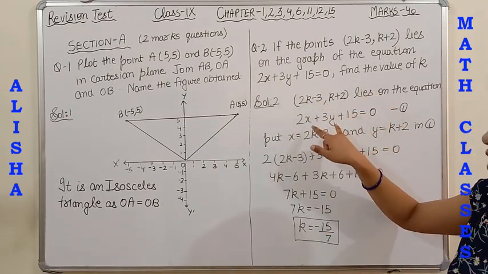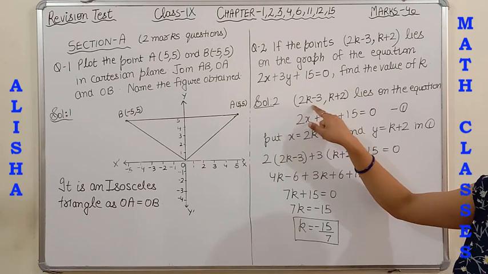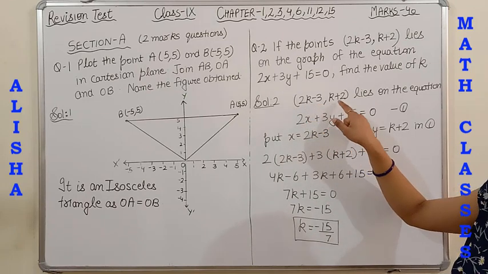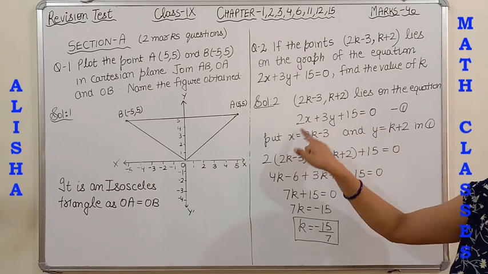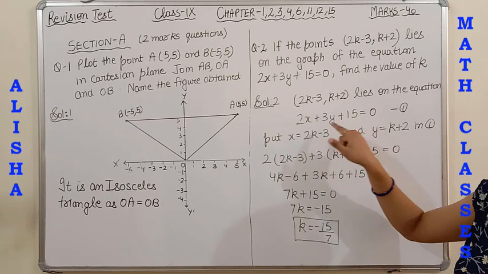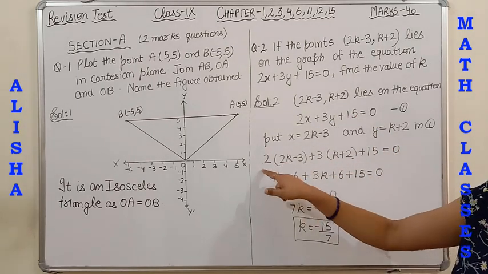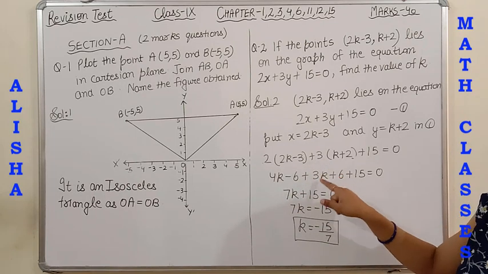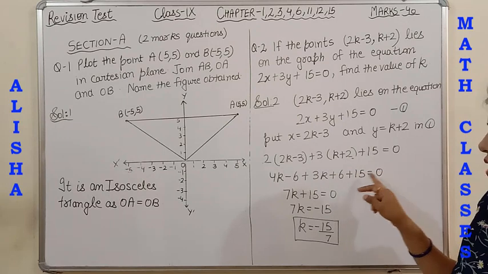Now this point lies on the line, having this equation. So we will just put x is equal to 2k minus 3 and y is equal to k plus 2 in this equation. So putting x is equal to 2k minus 3 and y is equal to k plus 2, and plus 15 will remain same. So 2 into 2k is going to be 4k minus 6 plus 3 into k is 3k and 3 into 2 is plus 6 plus 15 is equal to 0.